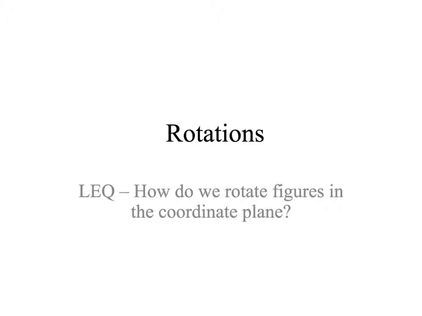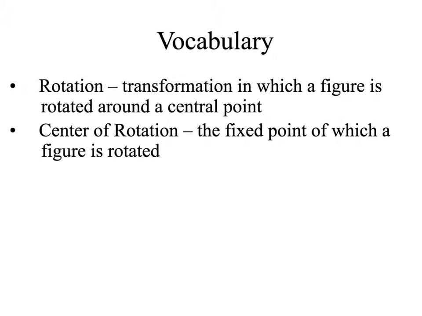So today we're looking at rotations. And rotation is when we take the figure and we spin it. And there's going to be 3 rotations that we actually look at. Going over the vocabulary. Rotation, where we take a figure and we spin it around a center point. And that center point that we're spinning the figure around is known as the center of rotation. In our case today, our center of rotation is always going to be the origin. We're always going to be centered and spinning around the point 0, 0.